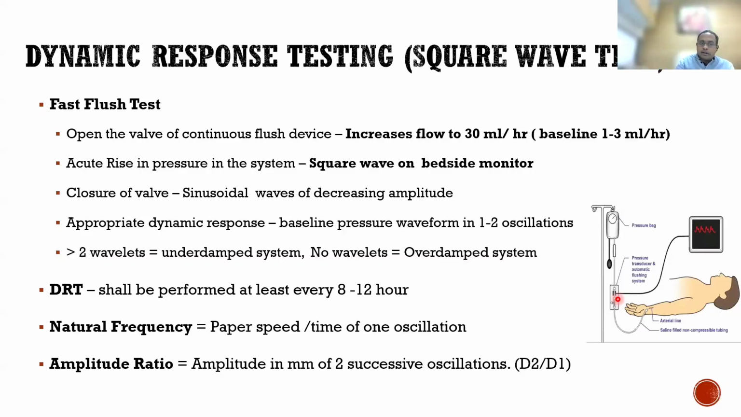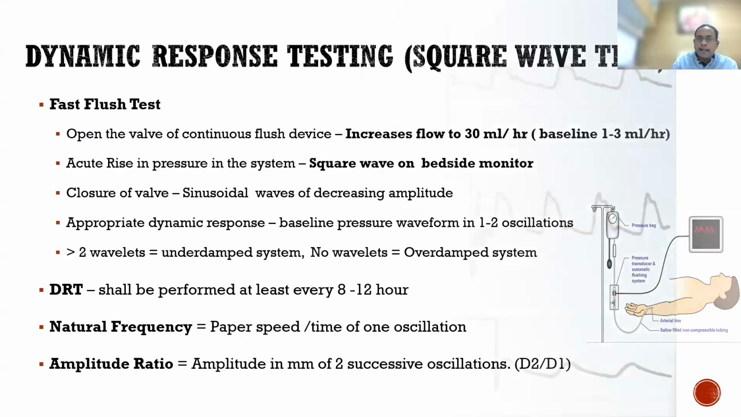And what about natural frequency? Natural frequency is the paper speed divided by the time of oscillation. We'll see how we use it. And amplitude ratio is the amplitude in millimeters of two successive oscillations, that is D2 divided by D1. That amplitude of two successive oscillations we also use to check the system. We will see how we use it. So you should remember what the natural frequency is and how we calculate it. Paper speed generally is 25 millimeter per second.